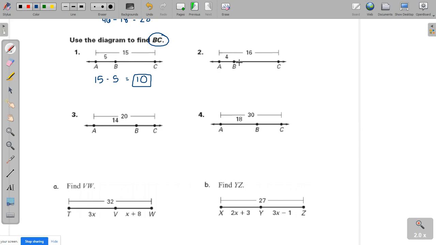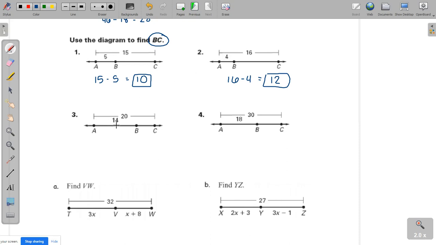Okay, we need to find BC here. So we have AB, which is 4, and the full length is 16. So if we subtract them, 16 minus 4, that gives us 12. So 4 plus 12 is our full length of 16.